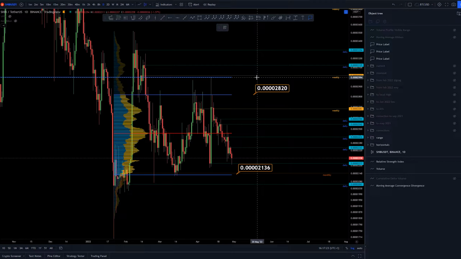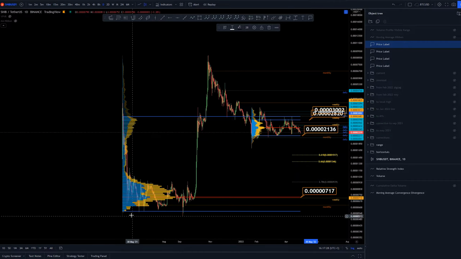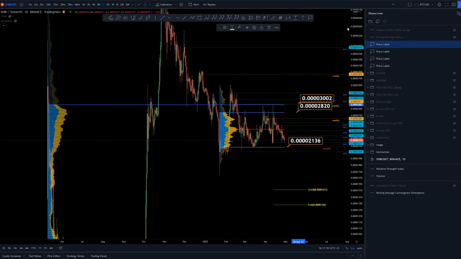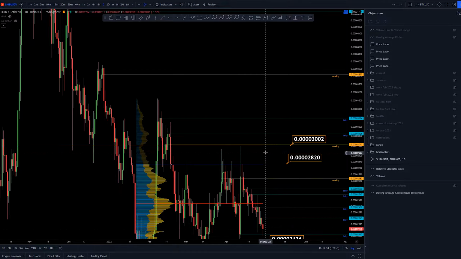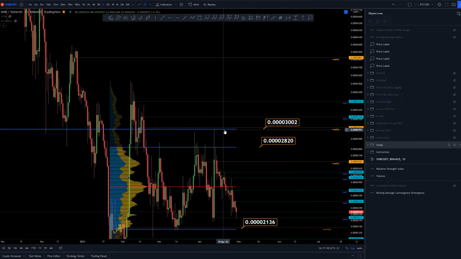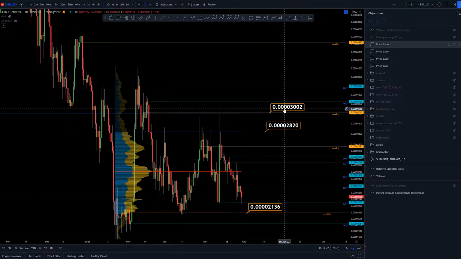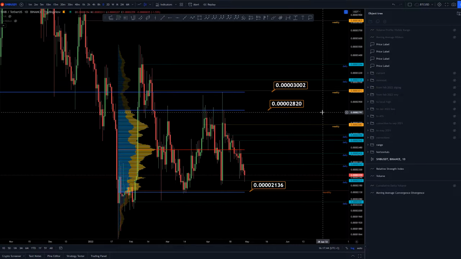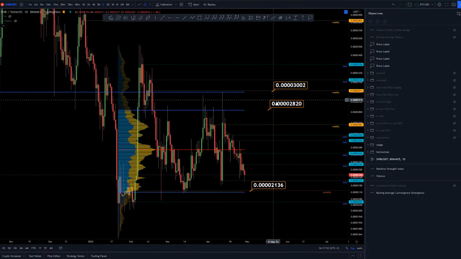Now above us we've got this larger time frame. This is actually the all-time price history volume profile for SHIB, and we've got also a weekly there with the range value area high around 4 zeros and 3, and that is going to be major resistance. We've tested it now once and it could still hold as resistance if the price gets there.